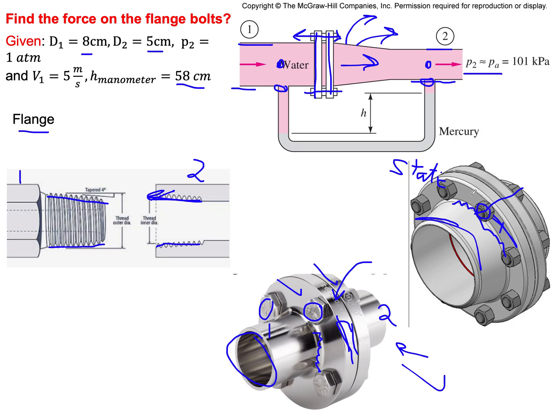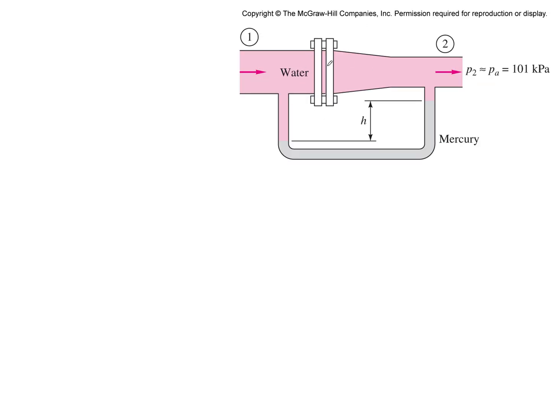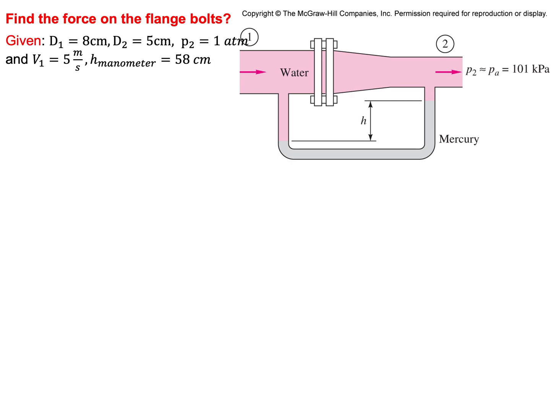So the question is, for the bolts that are holding the flanges together, what force will they sustain in this particular case? So here's our piping system, and this is what's given for us. And the first thing is we want to choose our control volume. And as you might have guessed, if I'm interested in the force on the bolts, I need one part of my control volume to cut through those bolts. And then I need to close this control volume because this is what I'm after.